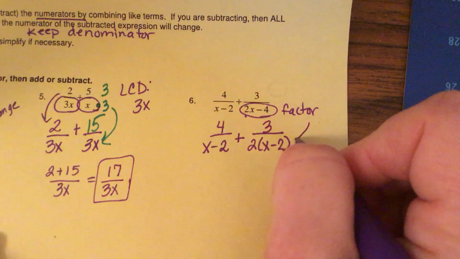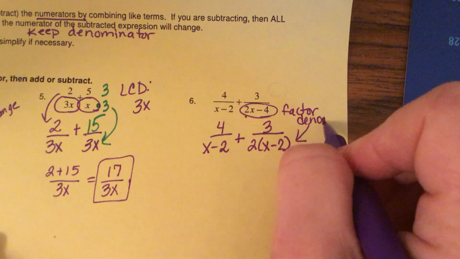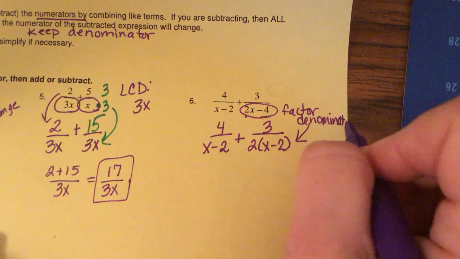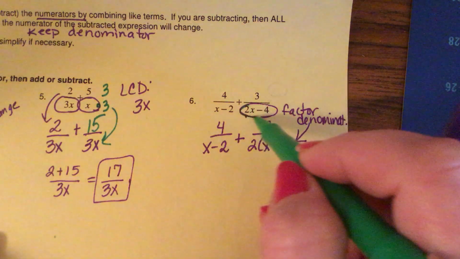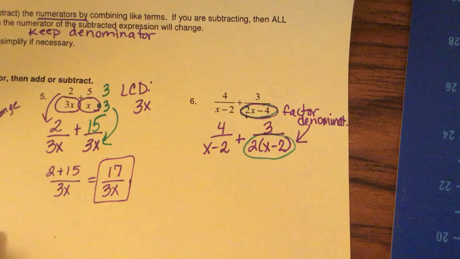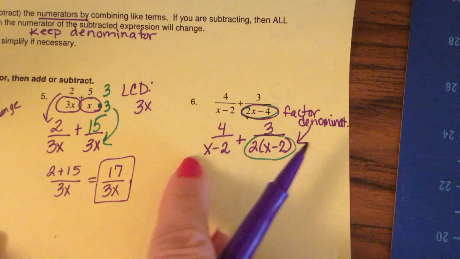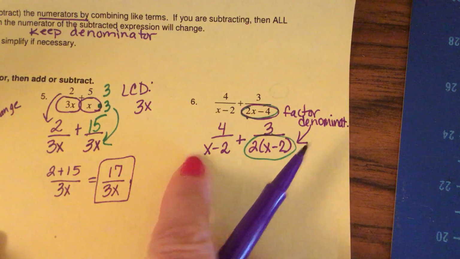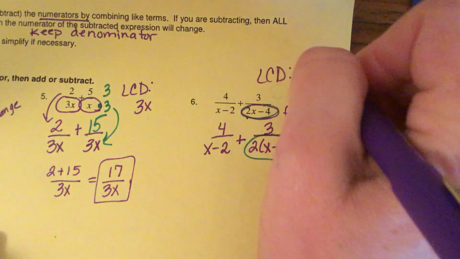So the only thing I did is I factored the denominator. Okay, I factored the denominator. It's the only change I made. So from there to there. Now we can see that these are almost the same if this one had a 2. So my least common denominator is going to be 2 times x minus 2.